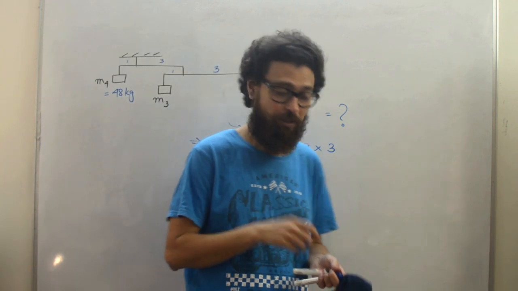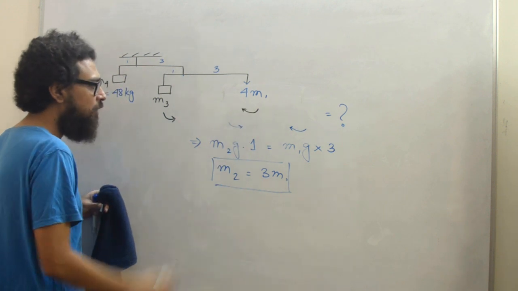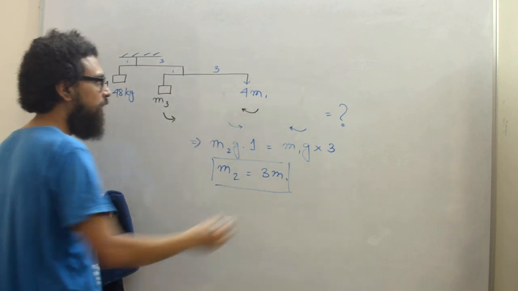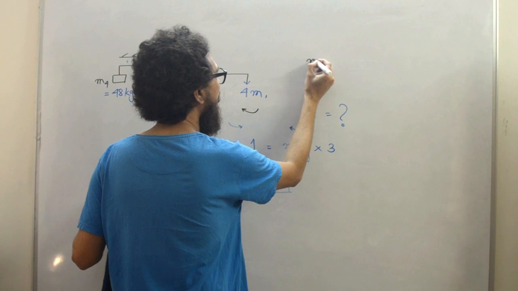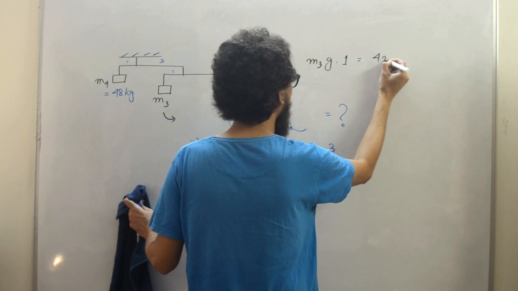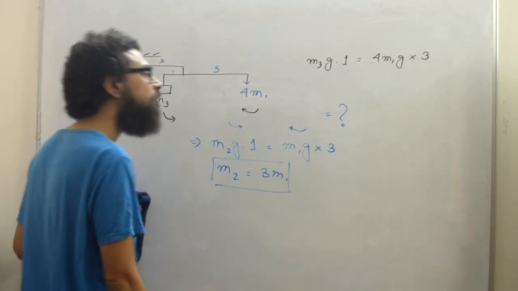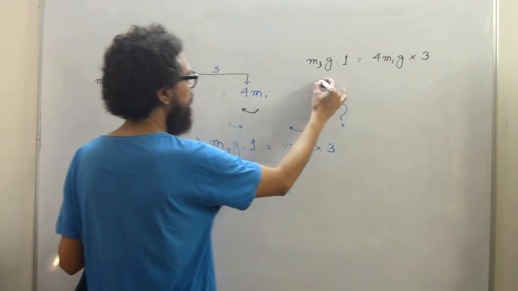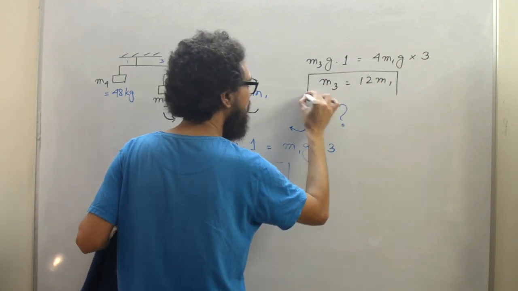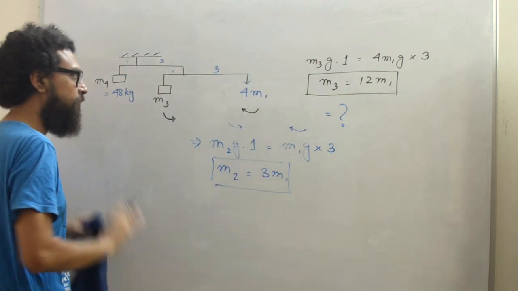4M1. Sure. So again I can have a diagram. This is clock, anti-clock, sorry, and this is clock. So what am I going to write for this rod? I am going to write that M3G into 1 is equal to 4M1G into 3. Okay, great. So what is M3? It is 12M1. M2 is 3M1, M3 is 12M1. Great.